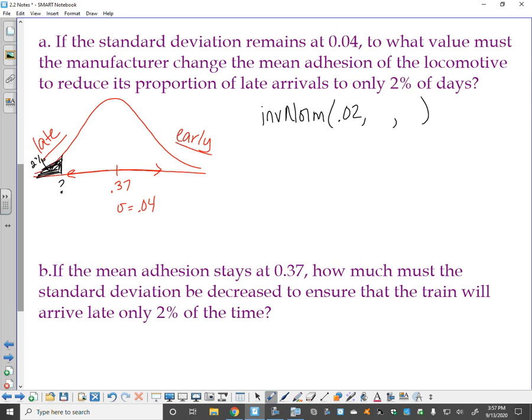Okay, but let's read the question one more time. If the standard deviation remains at 0.04, to what value must the manufacturer change the mean adhesion of the locomotive to reduce the proportion of late arrivals to only 2%? So guys, I'm looking for the mean. I'm looking for the mean. So I don't have a mean to put in here. It's saying I'm going to change this. So I can't use the 0.37.